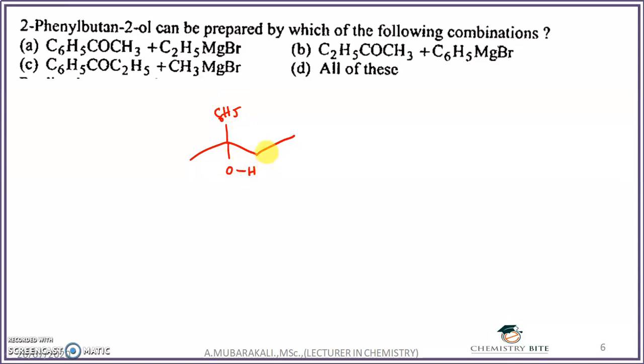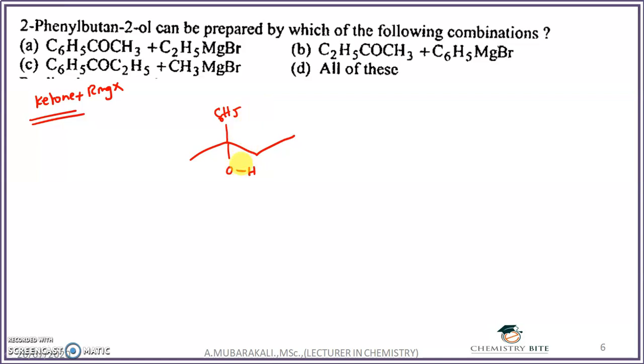Now, it can be prepared from what? It can be prepared from a ketone. Which alcohol is it? It's a tertiary alcohol. To prepare the tertiary alcohol, we have to use a ketone along with any one Grignard reagent like R-MgX. This is the starting material to prepare the tertiary alcohol. So there are a number of ways to prepare this.